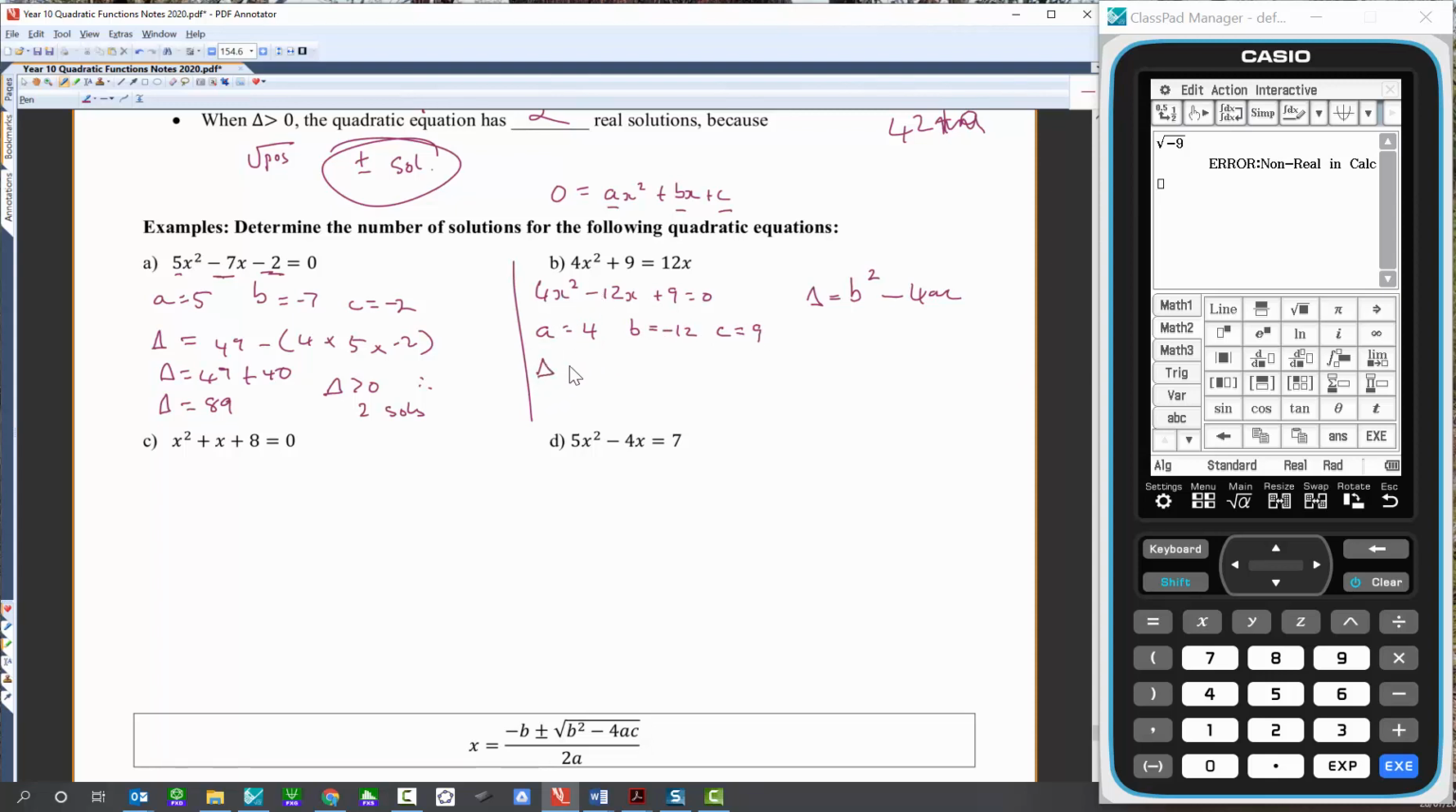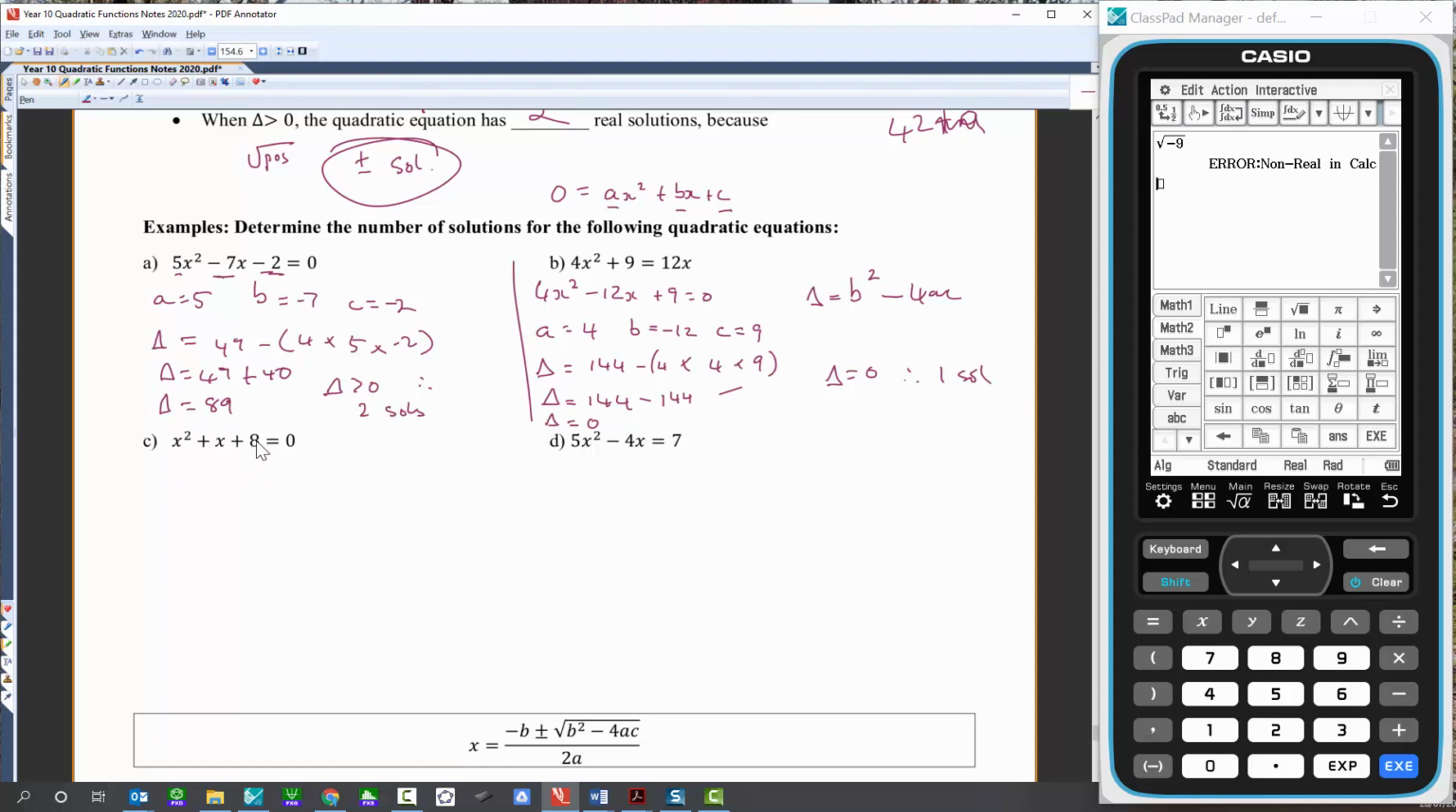All right, let's go. Discriminant equals b squared, which is 144. Take away 4 times a, which is 4, times c, which is 9. Okay, 9 fours are 36. 4 times 36 is actually going to be 144. So the discriminant is equal to 0. Okay, so in conclusion, discriminant equals 0, therefore 1 solution.